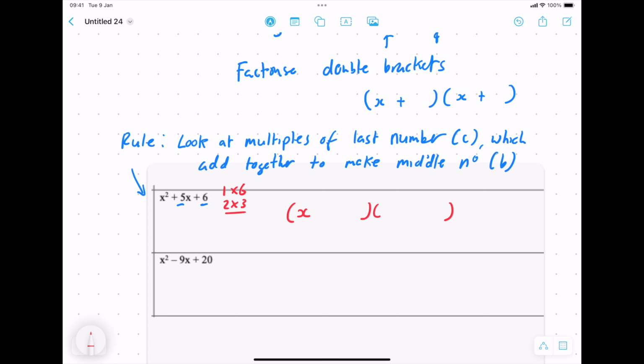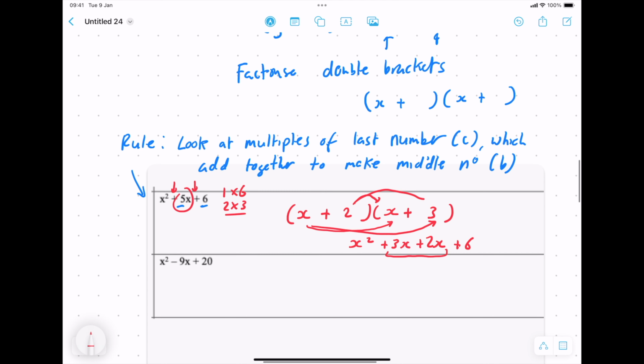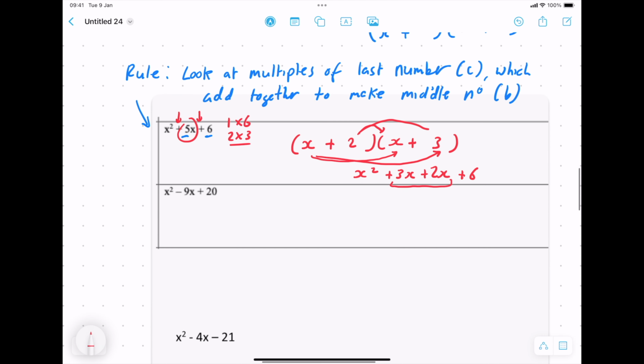So x and x always goes there. And the signs, when they're both plus, then they also appear as both plus in each bracket. And then you put 2 there, or 3 there. Or you could have put 3 and then 2. It doesn't matter. So just a quick check to see if this has worked: 6. And you can see this bit here, 3x plus 2x makes the 5x. Now let's take a look at the next one.